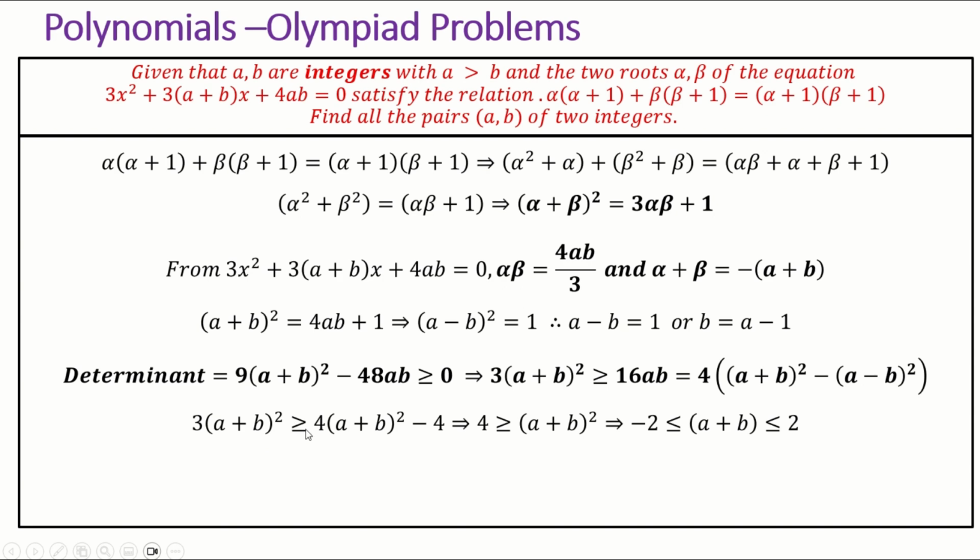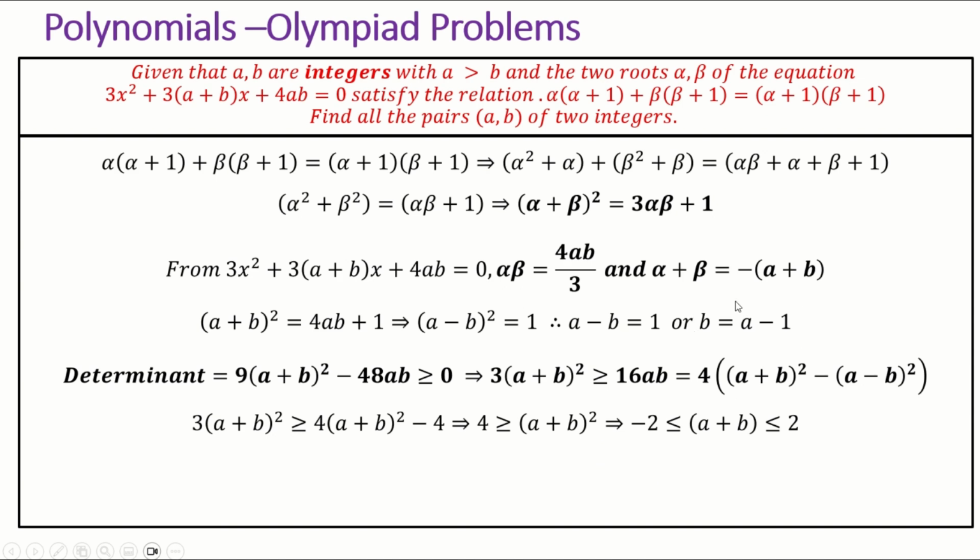Now 3 into (a plus b) whole square is greater than or equal to 4ab times 4, because a minus b is how much? A minus b is 1. So if I replace here, 3 into (a plus b) whole square is greater than or equal to 4 into (a plus b) whole square minus 4 into 1, that is 4. That means if I take the 4 to the other side, 4 is greater than or equal to (a plus b) whole square. So a plus b is in between minus 2 and 2. From this is what we can conclude.